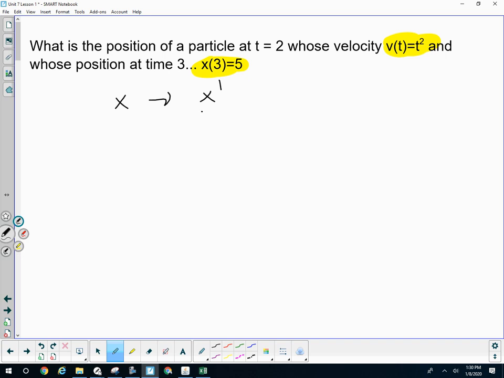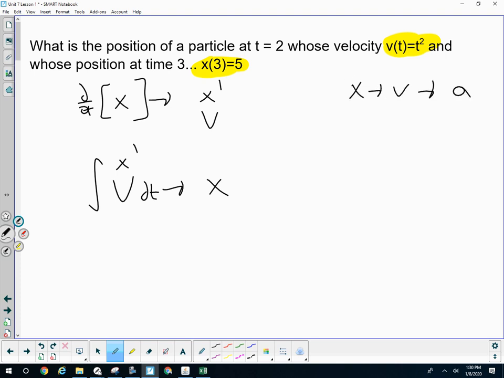If the derivative of position is velocity, then what would you do to velocity to find position? Antiderive. Very good. The antiderivative of velocity will give you position, because this is the same as the antiderivative of x prime. The antiderivative of x prime gives us x. So the antiderivative of v is x. If you keep in mind it goes x to v to a with derivatives, you'll be fine. Then you'll know how to go backwards.